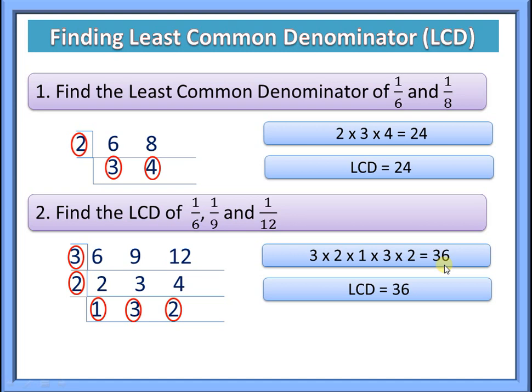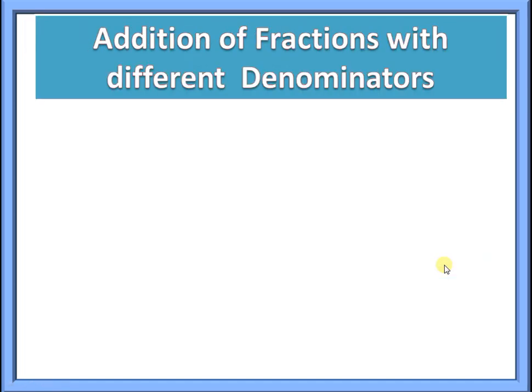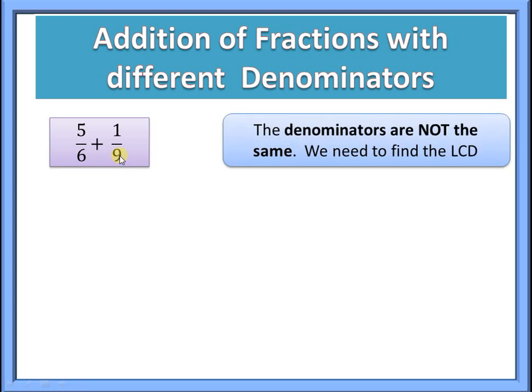Again, you have to master the idea of getting the LCD so that you're not going to have difficulty in adding fractions with different denominators. Now, let's start with fractions with different denominators. So, we're going to add 5 over 6 and 1 over 9. Again, the denominators are not the same. So, the first step is we need to find the LCD.